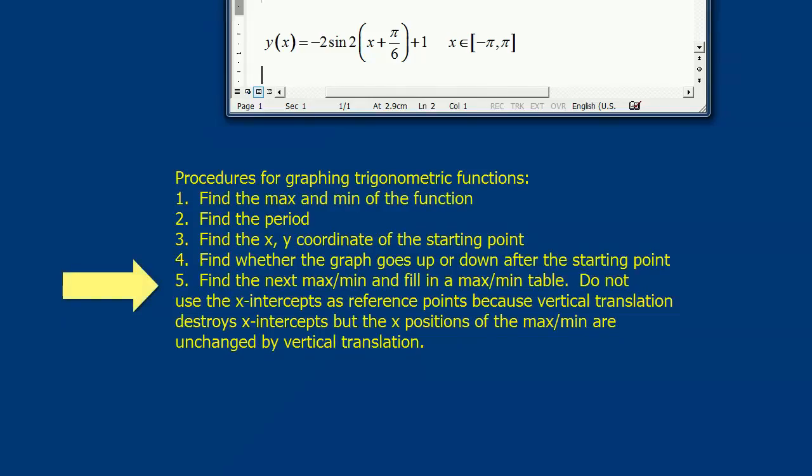Next, we shall fill out a table for the maximum and minimum position of the graph. Before we do that, I would like to point out that vertical translation will destroy the x-intercepts, whereas the horizontal position of the maximum and minimum will remain the same.